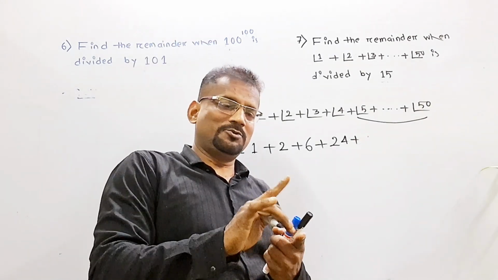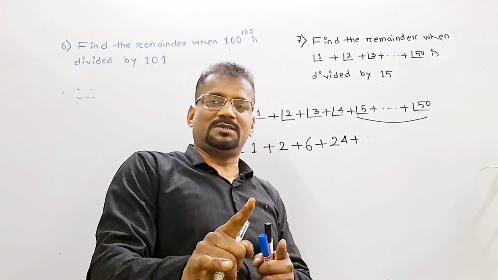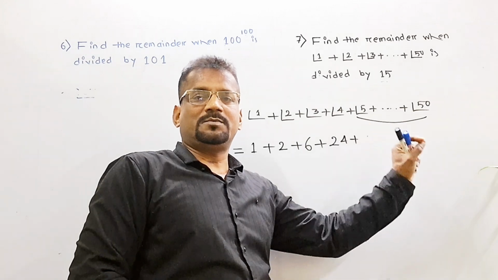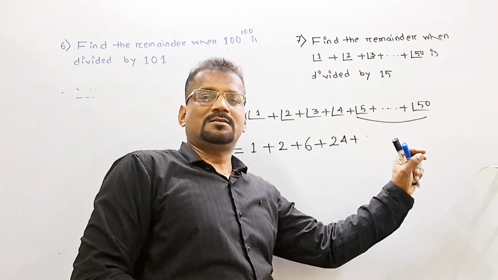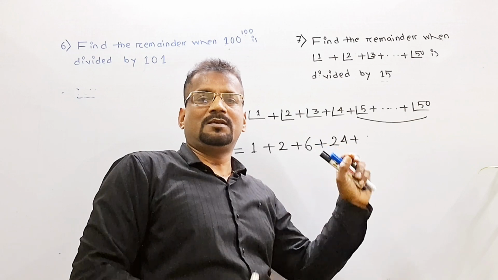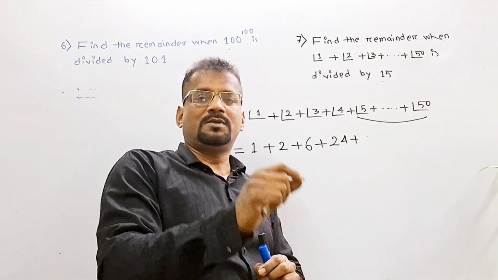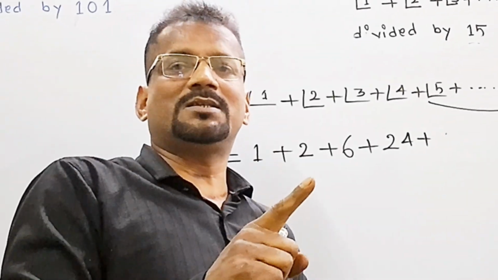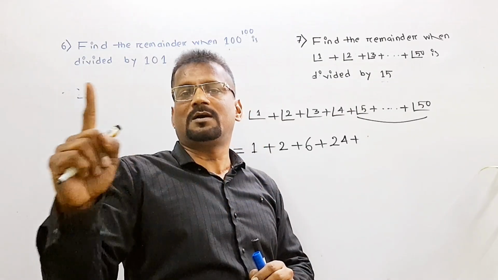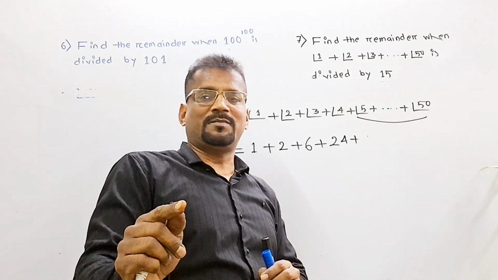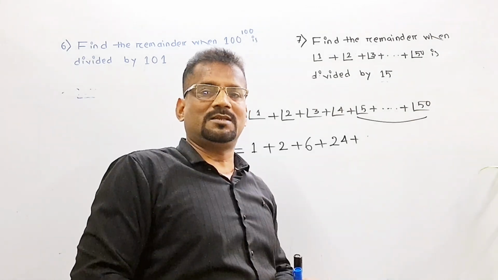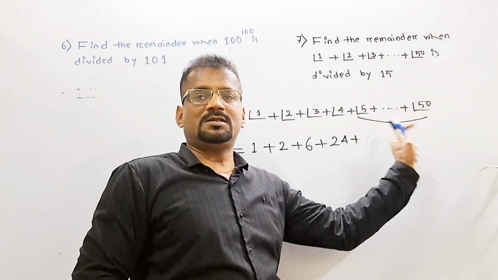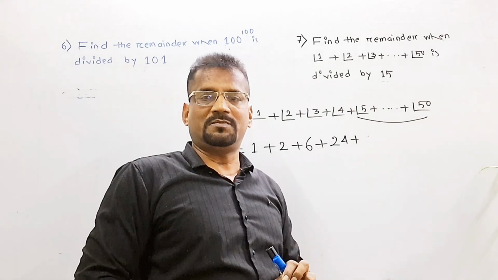Factorial 5 is 1, 2, 3, 4, 5. 3 is there, 5 is there. So 3 fives are 15. It means factorial 5 is a multiple of 15. Factorial 6 is definitely a multiple of 15. Why? Factorial 6 means the product of 6 natural numbers, 1, 2, 3, 4, 5 up to 6, with 3 coming and 5 coming. So 15 is present there. Likewise, from factorial 5, each and every number is a multiple of 15.